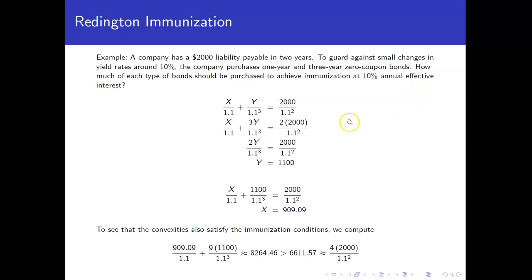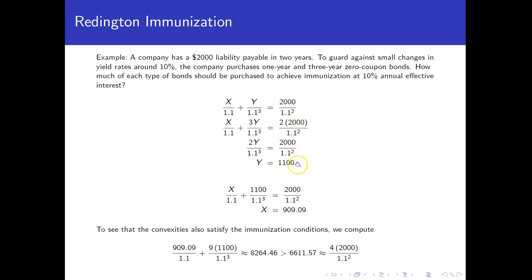All right, so we want to make sure that we have the present value of our assets equals the present value of our liabilities. Say we choose to purchase X of the 1-year bonds and Y of the 3-year bonds. Then the present value of X plus the present value of Y has to be the present value of 2,000. And now for durations, these are zero coupon bonds. So the duration of a zero coupon bond is just the term of the bond. So the duration of the first one is just 1. The duration of the second one is 3. The duration of the $2,000 liability is 2.